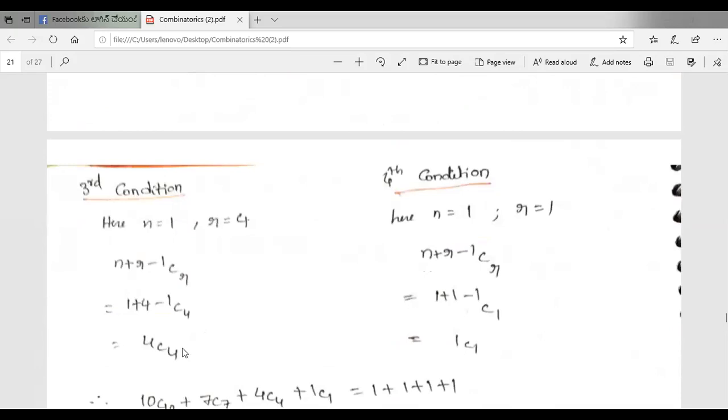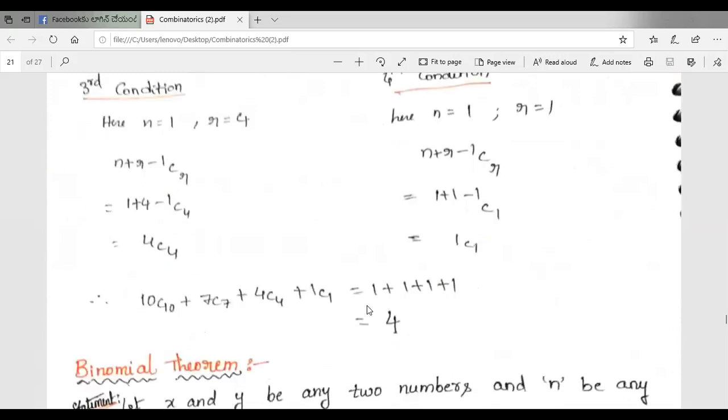So the value 10C10, number of objects and number of combinations are equal, then that value is equal to 1. So 10C10 plus 7C7 plus 4C4 plus 1C1 is equal to 1 plus 1 plus 1 plus 1, that is equal to 4.